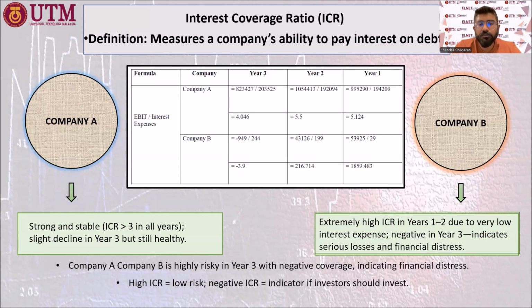The ratios remain strong over all 3 years, showing it can comfortably meet interest obligations. Company B, however, has a concerning trend. While it had extremely high ratios in year 1 and 2, that was mostly due to low interest expenses. In year 3, the ratio turns negative, which signals losses and serious financial distress.